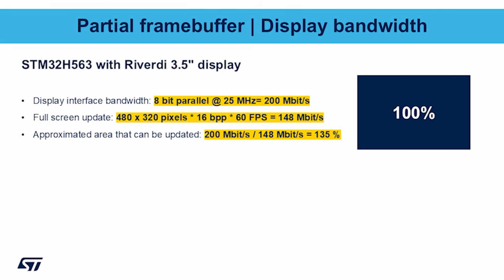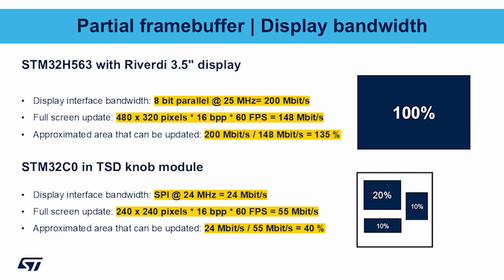There are other cases where the display bandwidth is limiting you in making a full screen update. Take for example an entry-level MCU like our STM32 using a 240 by 240 display at 60 FPS. That would require a bandwidth of 55 megabits per second, but this setup only uses a single SPI link capable of only 24 megabits per second.